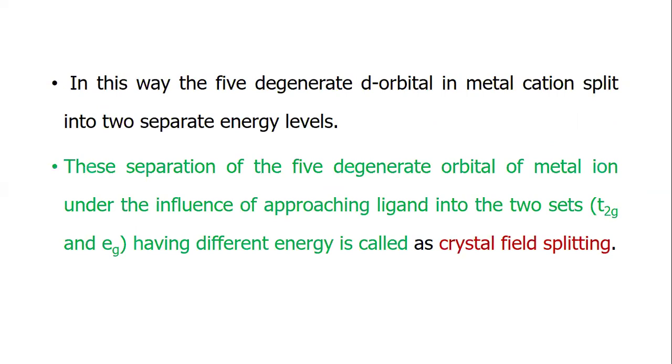In this way, the 5 degenerate d orbitals in the metal cation split into two separate energy levels. This separation of the 5 degenerate orbitals of the metal ion under the influence of approaching ligands into the two sets, t2g and eg, having different energies, is called crystal field splitting.